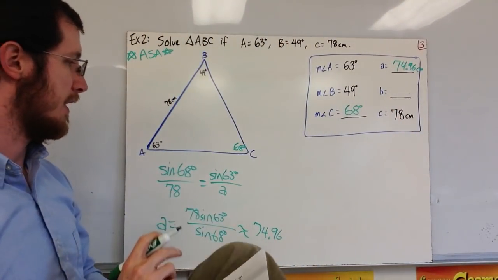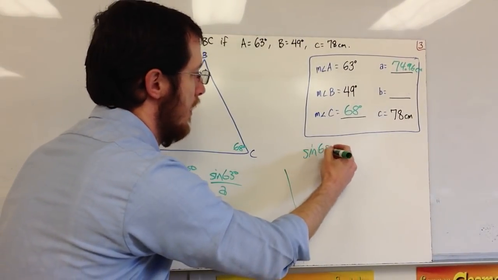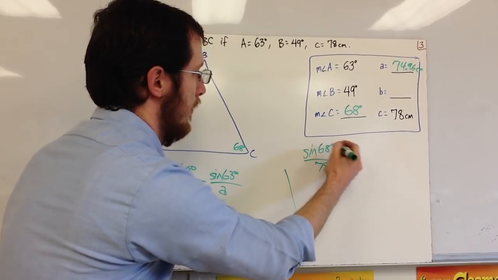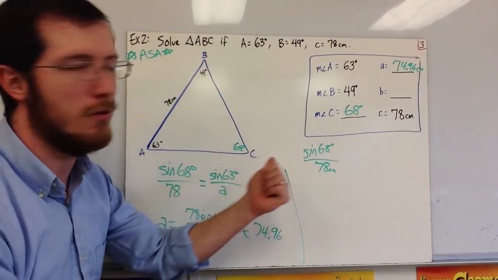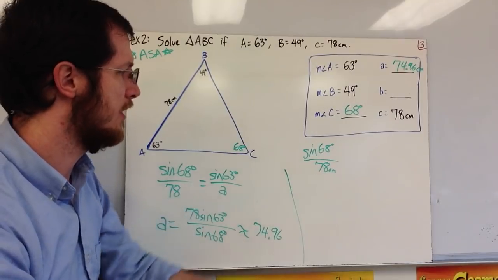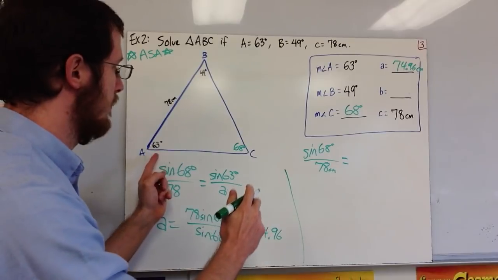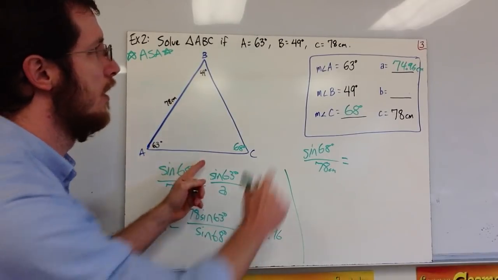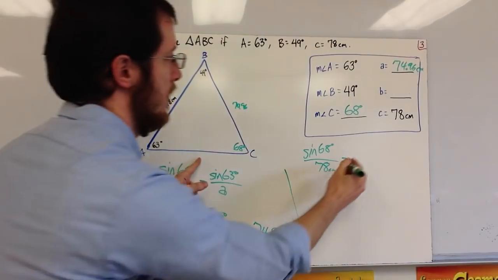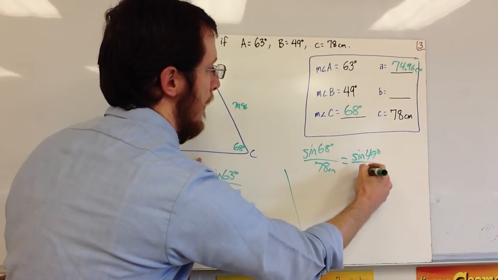Okay, so now we just need to find side B. Alright, so again, I'm going to start with the sine of 68 over 78. Okay, if you include your units, that kind of reminds you of making sure that the angles go with the sine and the sides go underneath. It's easy to get those mixed up. Alright, if we're looking for side B, make sure that you label your triangle. Okay, we're looking for side B, so we want to do sine of 49 over little b.